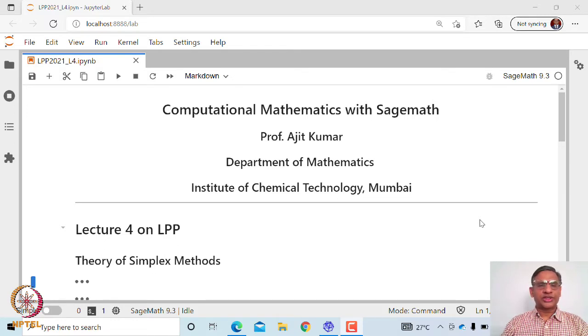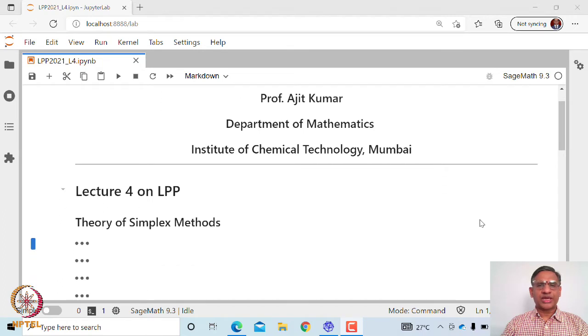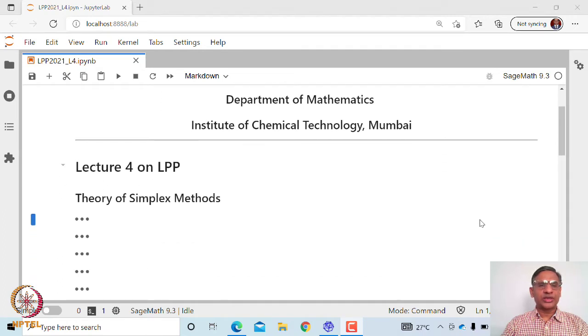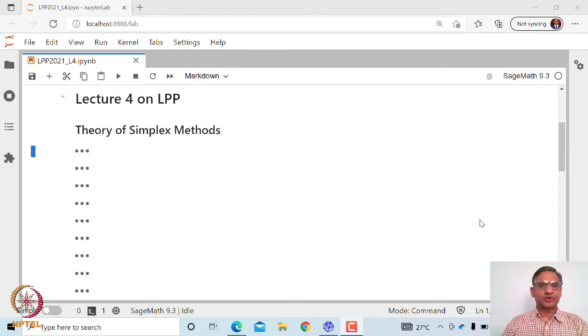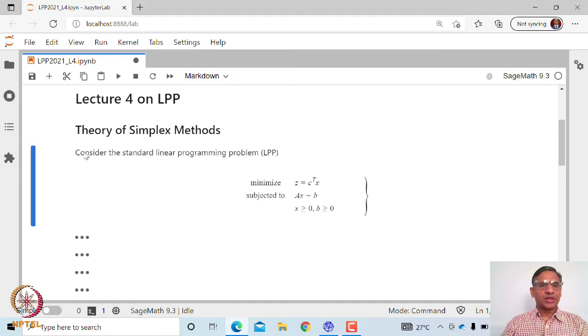This is the fourth lecture on linear programming problem, and in this lecture we are going to look at the theory of simplex methods. Simplex methods are one of the very important methods to solve any linear programming problem. We will first look at what is the idea behind this simplex method. So let us get started.